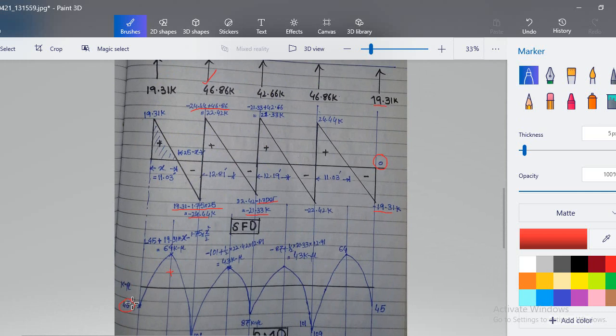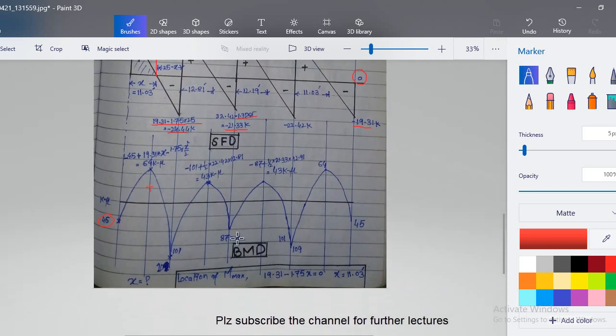We have to take this as negative, and you see the shear area. So this shaded area we have to find out. How to find out? We have to find, remember, the point where the shear is 0. So for that, we have to use the similar triangle rule over these two triangles. Clear? Similar triangle rules. This means 19.31 divided by x will be equal to 24.44 divided by 25 minus x. Okay, and I will show you this calculation.